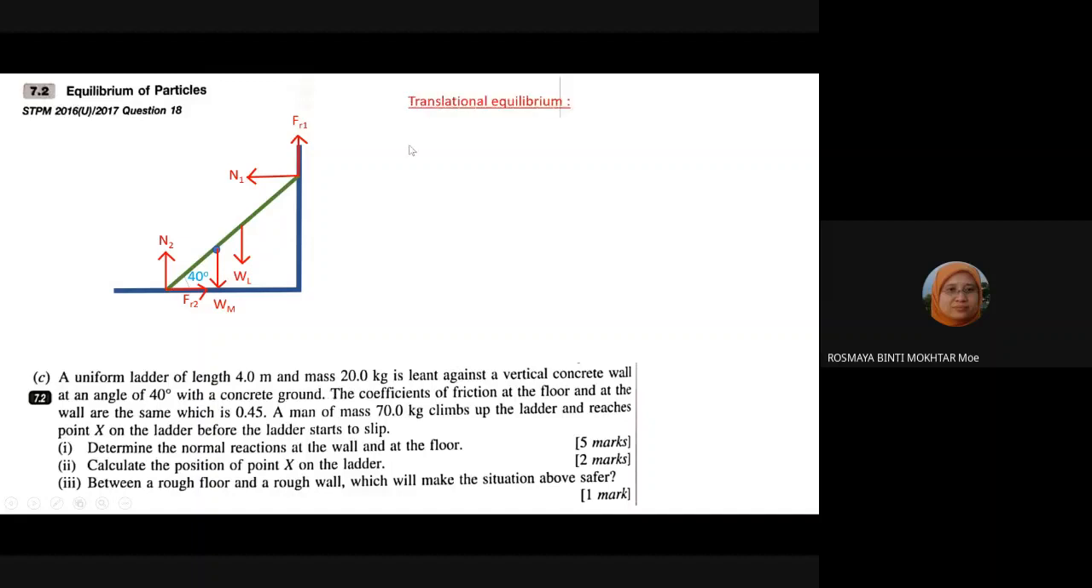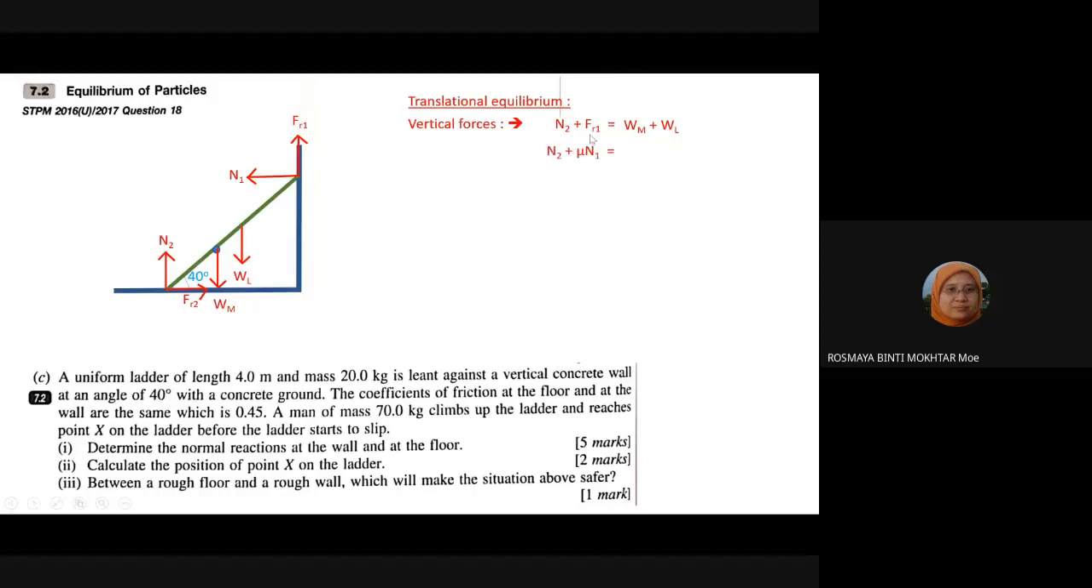Okay, next. So we use translational equilibrium. For vertical forces, that means FR1 and N2, upward positive, equals to the downward forces. We put downward to the right side, so we don't bother about the negative sign, because bring to the right become positive, right? So WL and WM we put on the right side, equals to WM plus WL. So this is the first equation for vertical forces.